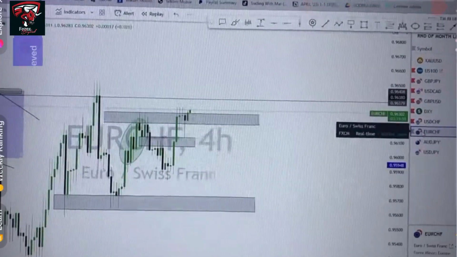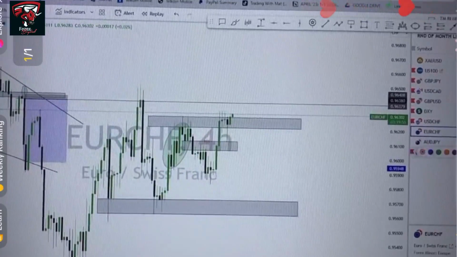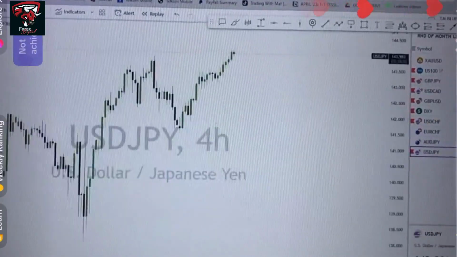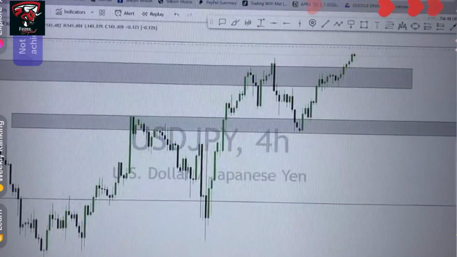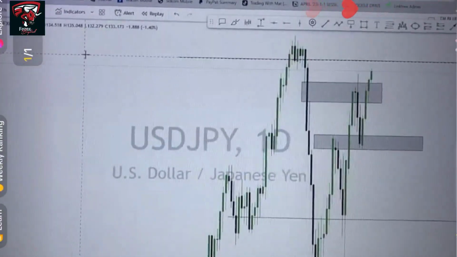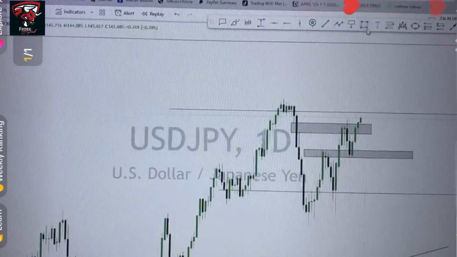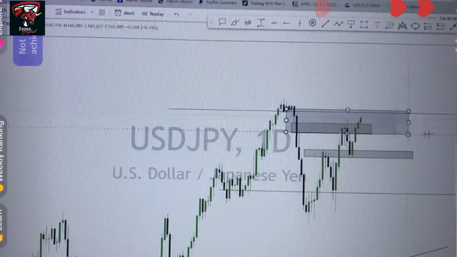I'm not looking at any euro pairs today. There is no reason to do that. We're focusing on CPI. Let's take a look at USD JPY. Take a look at these diamonds. USD JPY is bullish. Retest.